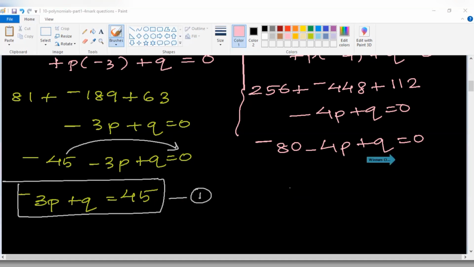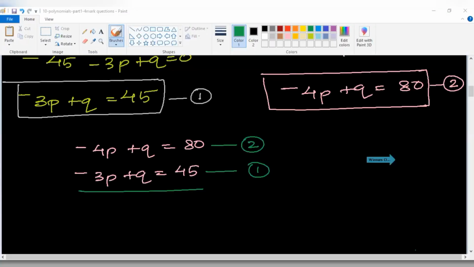In order to get an equation, we will rearrange. Minus 4p plus q is equal to 80. Now let us solve these two equations. So we have written those two equations here. Then we subtract the first from the second, second equation minus first equation. What we get is q will get cancelled. Here plus q, here also plus q. When we subtract, this will get cancelled.